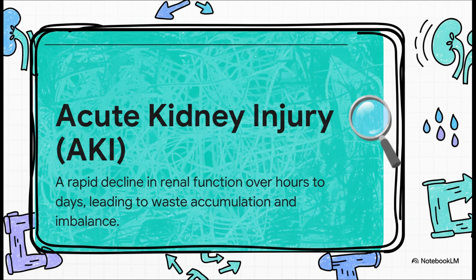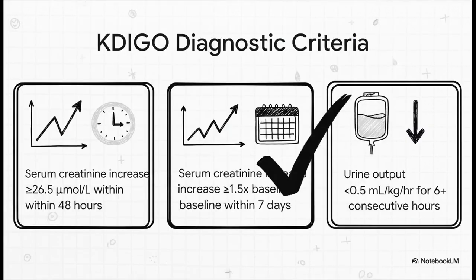Now you'll notice we call it injury, not failure. And that's actually really key, because it reminds us that AKI is a whole spectrum. It can be anything from a little bit of dysfunction all the way to a complete shutdown. So to make the diagnosis official, we use what are called the KDIGO criteria. And the single most important thing to remember here is that you only need one of these to be true. It doesn't matter if it's a specific jump in creatinine or a sudden drop in urine output. Any one of these 3 means your patient officially has AKI.